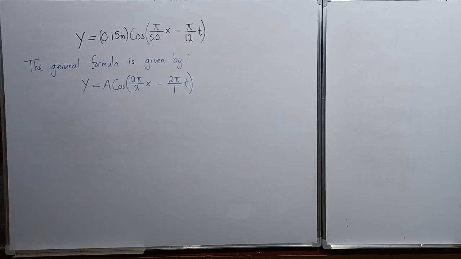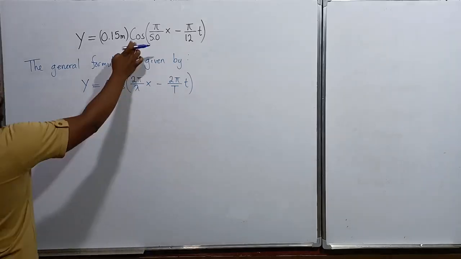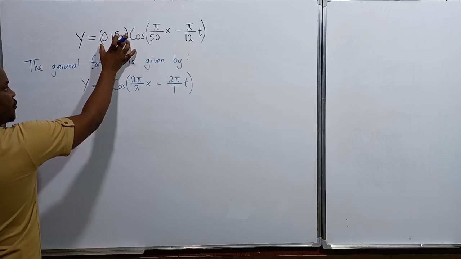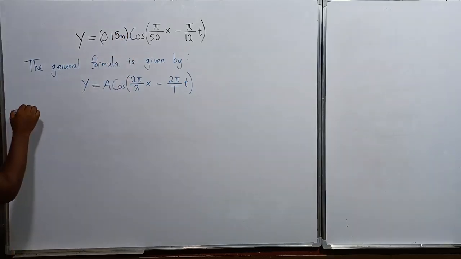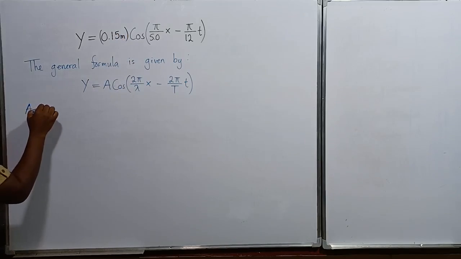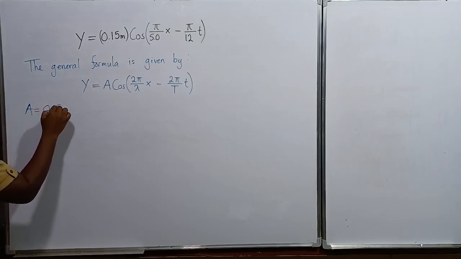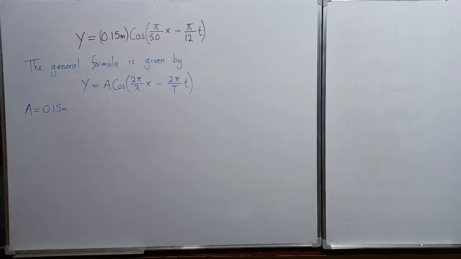What's the first thing we're looking for? Amplitude, right? So the coefficient of the trig function, which is this, is our amplitude. So amplitude is 0.15 meters. We're done.